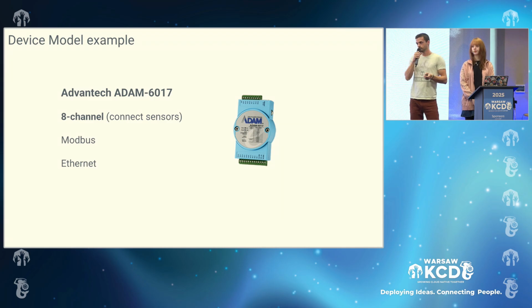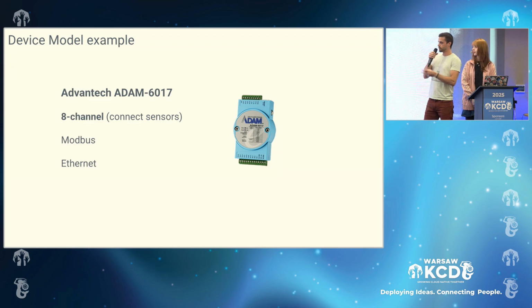So IKEA is great, but in the industry you would have something that looks more like this. This is an Advantech Adam 6017. I have never touched or seen one of these myself. I just Googled something on the internet that was simple enough for this example. It has 8 channels to which you would connect sensors, and each channel has Modbus registers mapped to them. Compatible Modbus, Ethernet.